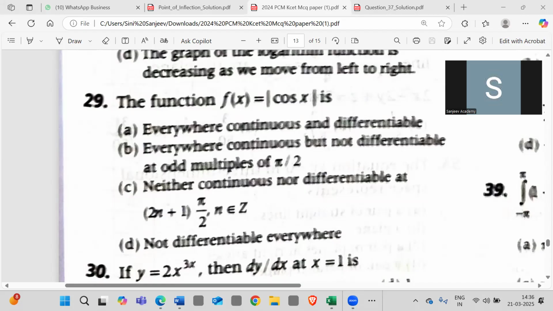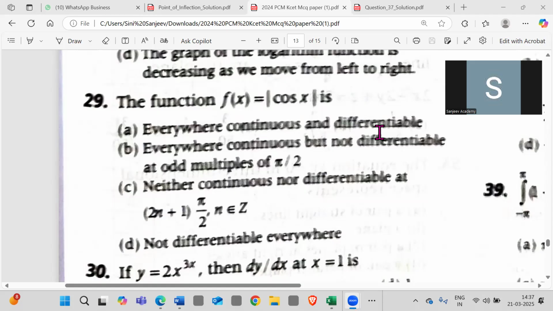Please make sure that you're continuously in the chat. You're continuously engaged. Then only the results will come. So cos 90 is 0. Correct? Yes or no? Cos 90 is 0. So I think you got it.